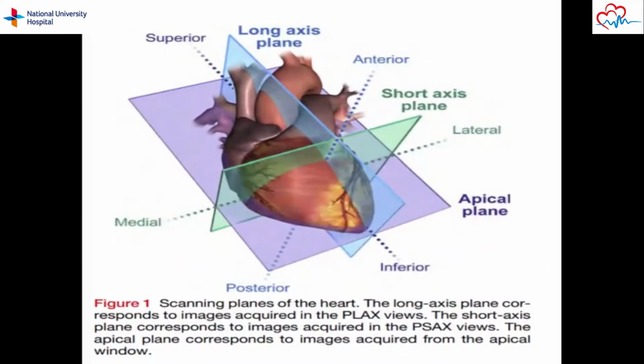We first look at the scanning planes of the heart. Imaging of the heart is described in 3 planes. These are the long axis plane, short axis plane and apical plane. The parasternal long axis view corresponds to the long axis plane of the heart, whilst the short axis plane is imaged with the parasternal short axis view. The apical plane is seen in the A4C view.